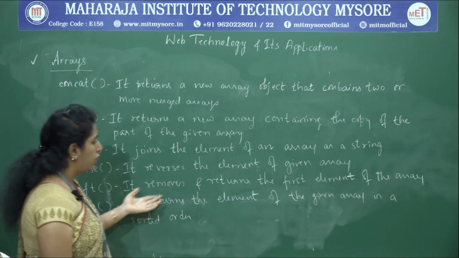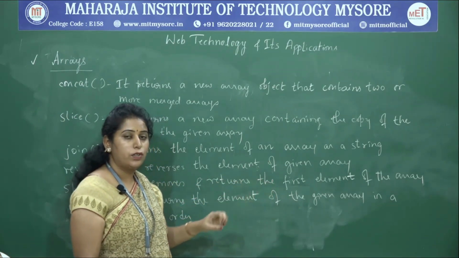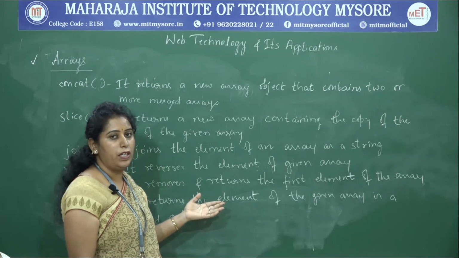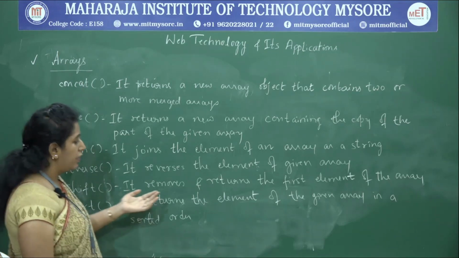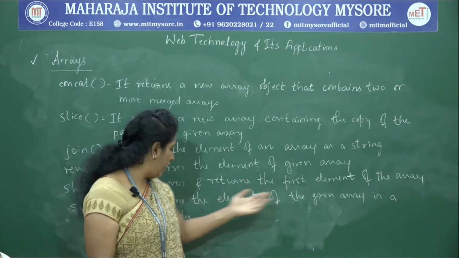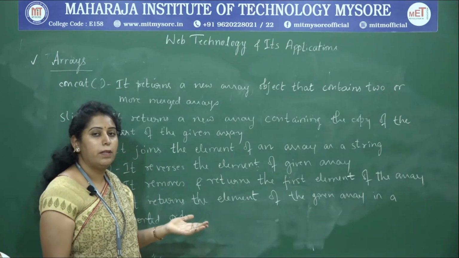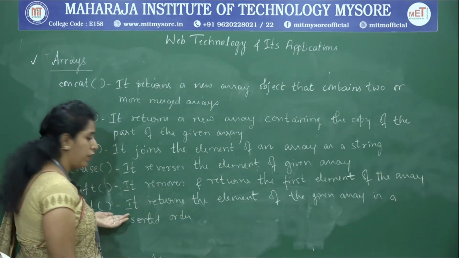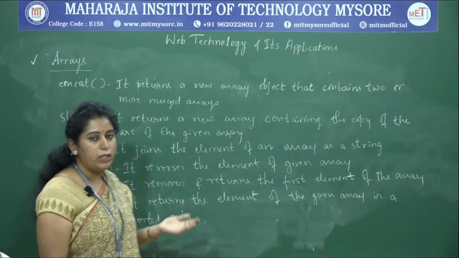Shift: it removes and returns the first element of the array. So it is going to remove the first element of the array and also return that element. Sort: it returns the elements of the given array in sorted order. In order to sort the elements of an array, we can make use of the method sort. So this is all about arrays.